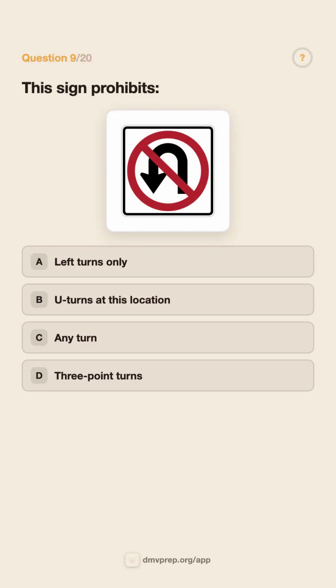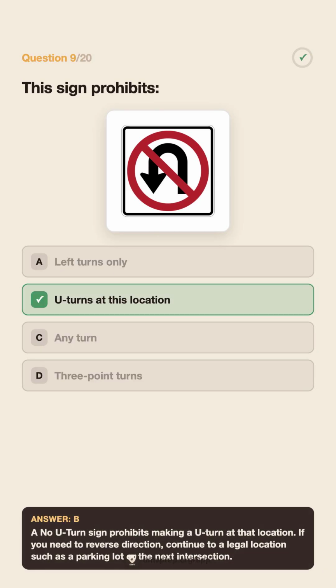Question 9. This sign prohibits A. Left turns only, B. U-turns at this location, C. Any turn, D. 3-point turns. The correct answer is B. A no U-turn sign prohibits making a U-turn at that location. If you need to reverse direction, continue to a legal location such as a parking lot or the next intersection.